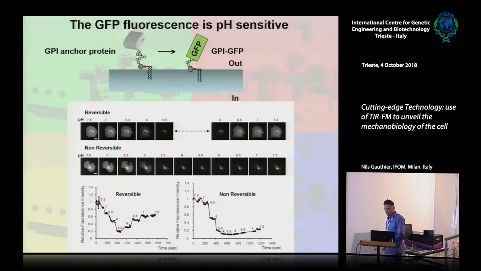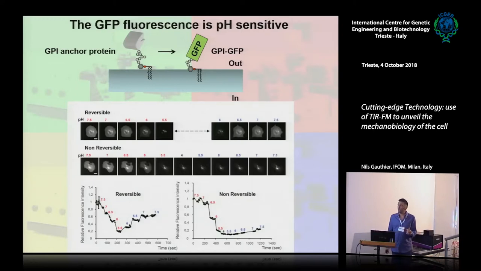Here we use a little trick: GFP, particularly some variants, is quenchable by acid. If you do an acidic treatment of the cell, you can quench the fluorescence, and it's reversible if you go up to 5.5 with this particular GFP. I will not go into which GFP, but it's a GFP that is pH sensitive. Now if you go to pH 4, it becomes non-reversible.